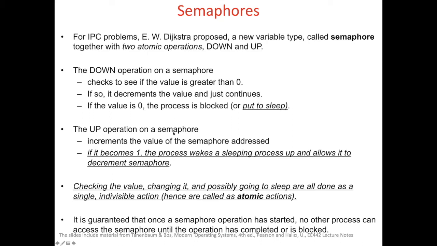The up operation on a semaphore increments the value of the semaphore addressed. If it becomes 1, the process wakes a sleeping process up and allows it to decrement the semaphore. Checking the value, changing it, and possibly going to sleep are all done as a single indivisible action, hence are called atomic actions. It is guaranteed that once the semaphore operation has started, no other process can access the semaphore until the operation has completed or is blocked.